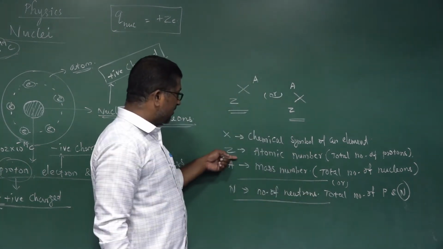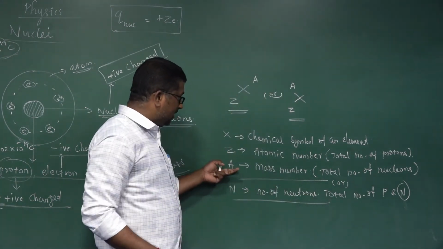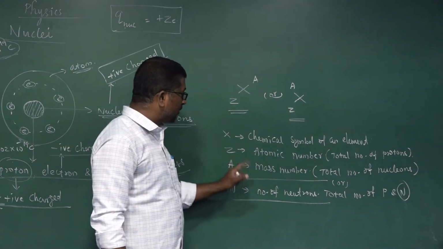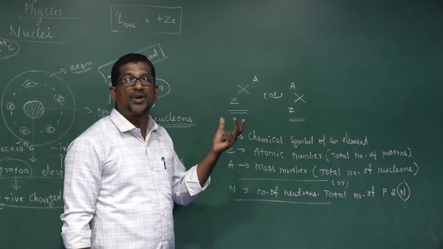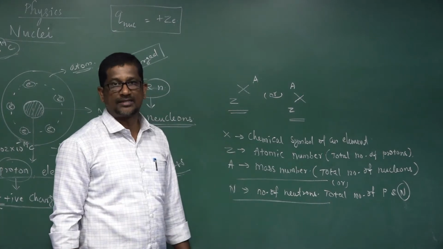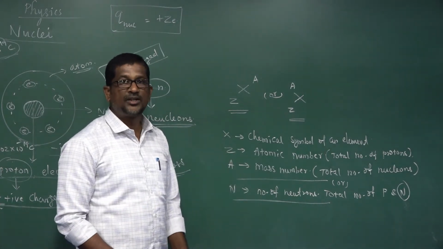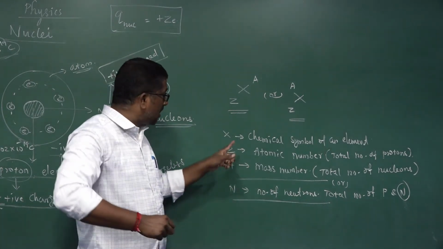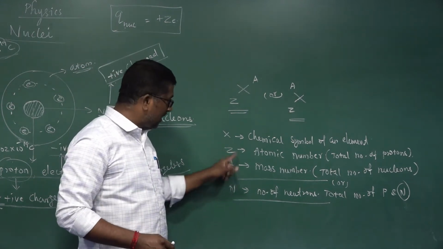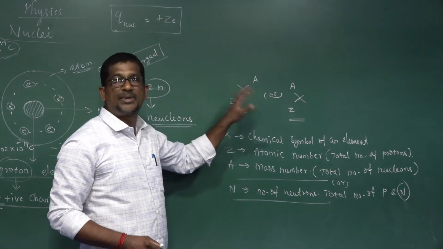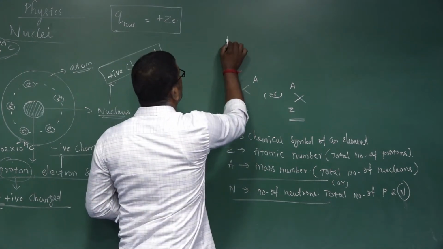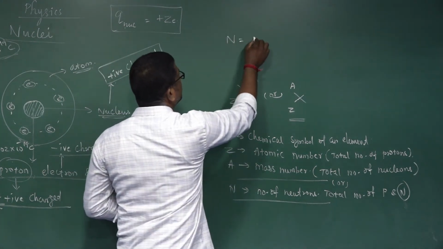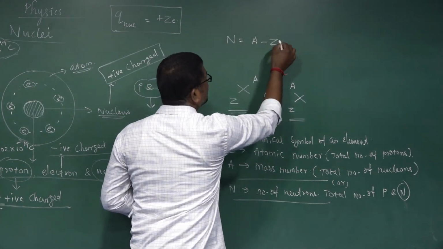If you know the atomic number of the given nucleus and its mass number, from which we can calculate the total number of neutrons present in the nucleus. How? By subtracting atomic number from mass number, we can get the total number of neutrons present in the nucleus. Right? Total number of neutrons N is equal to A minus Z.